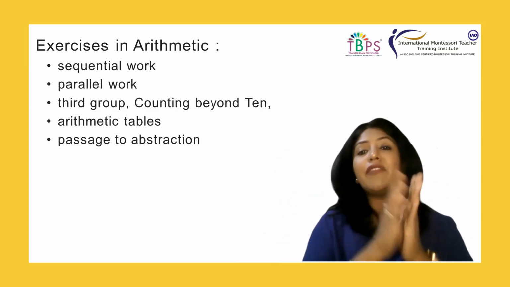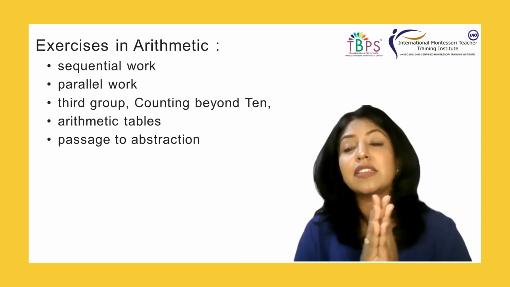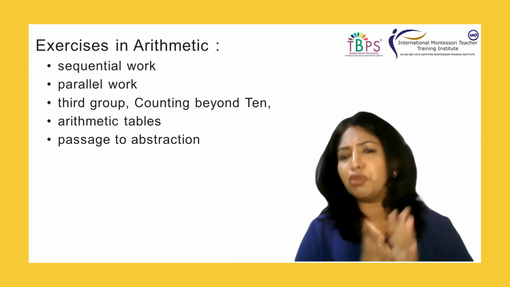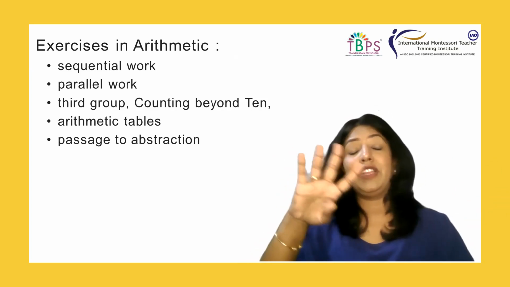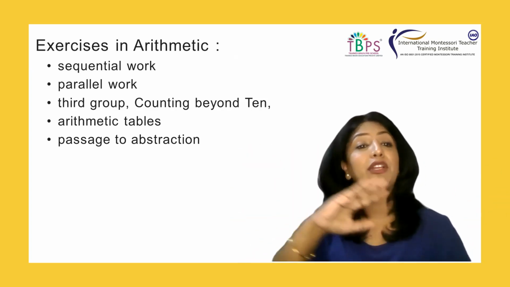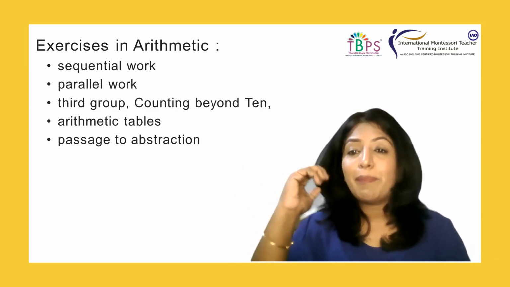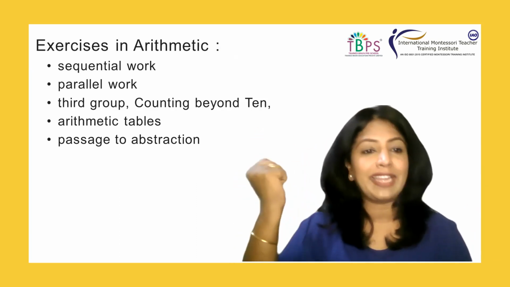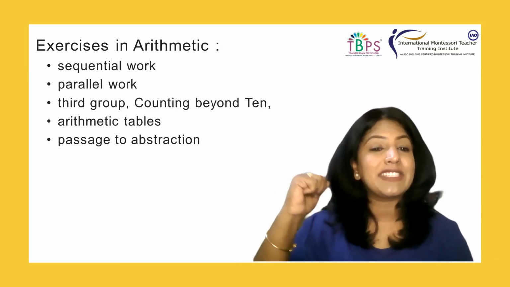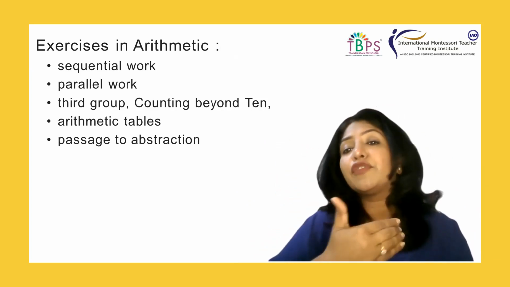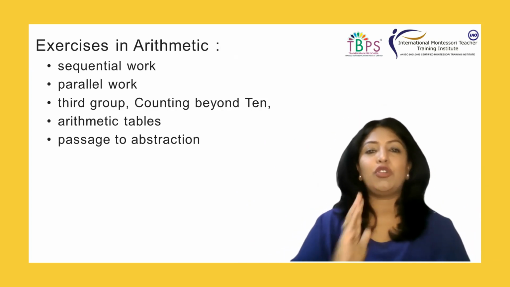Okay, so we divide our entire exercises in arithmetic into groups. The first is the sequential group. We have a parallel group, or parallel work, we can say. The third group is counting beyond 10. The fourth group is related to arithmetic tables. And the fifth group is called the passage to abstraction.